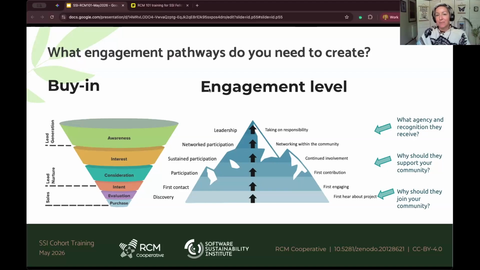So those bridges that we've got between them can all be considered your engagement pathways. Instead of asking how you're going to turn a user into a contributor, ask how you're going to take someone from hearing about the project all the way to taking on responsibility. In the same way that Adrian is saying, you're thinking about all of these different things at the same time. So turning a user into a contributor is also turning a first-time engager into someone with leadership responsibility.